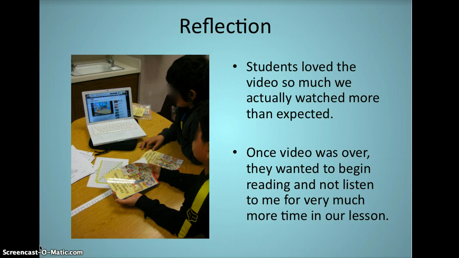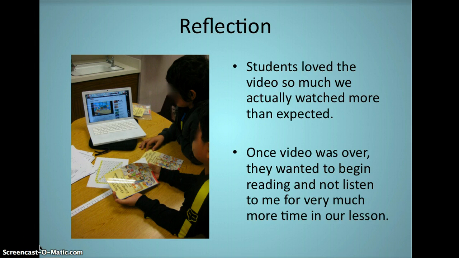And then once I did finally stop it, they said, "Miss Stransky, let me just go read. Let me just go see what these kids are going to do with the sound, heat, and light and to get energy working." So it was really effective, and I think the students were really engaged in the learning process as they were able to watch the video and then make connections in their guided reading book.